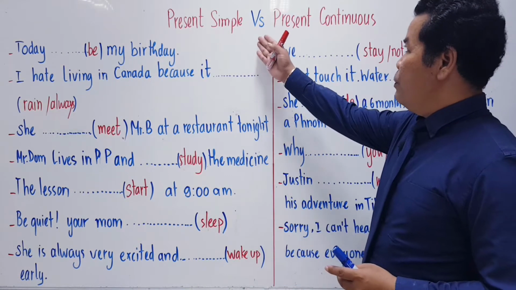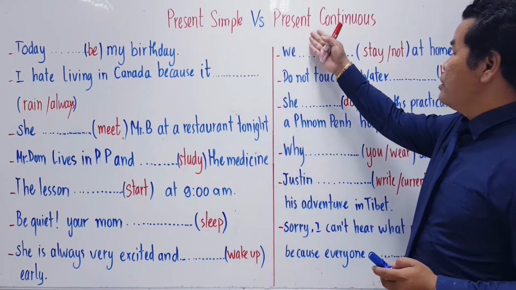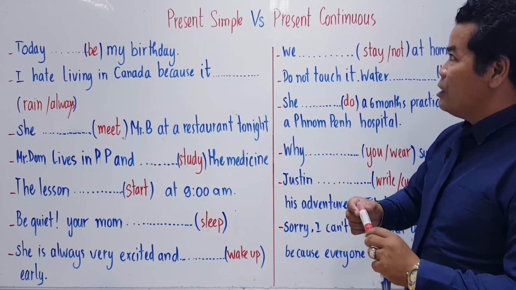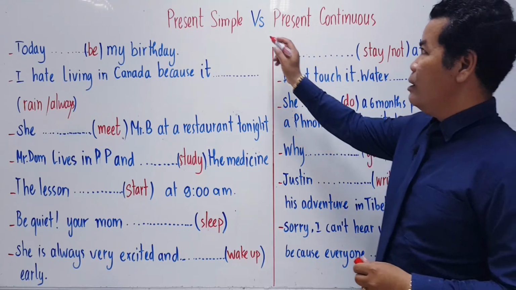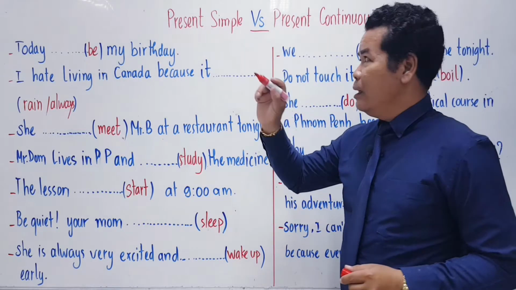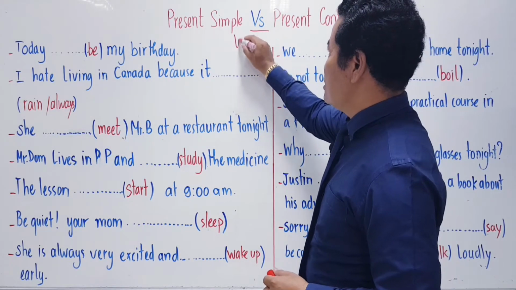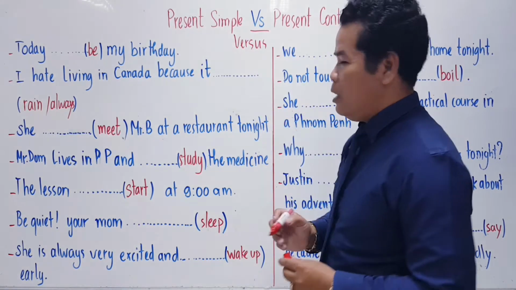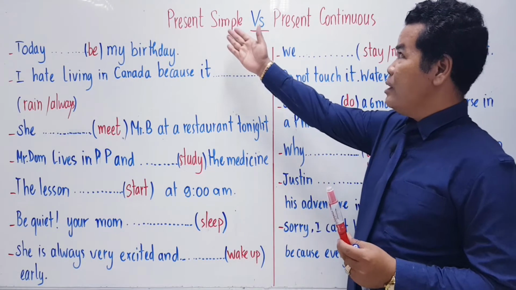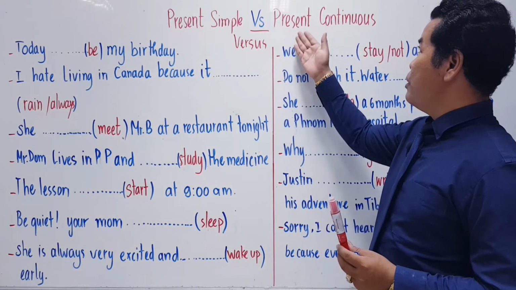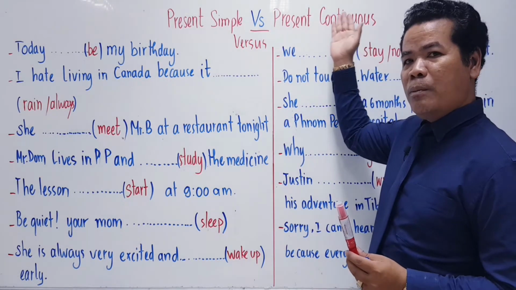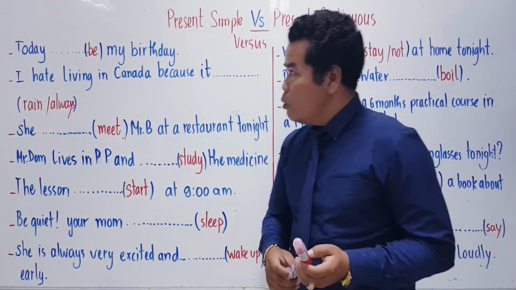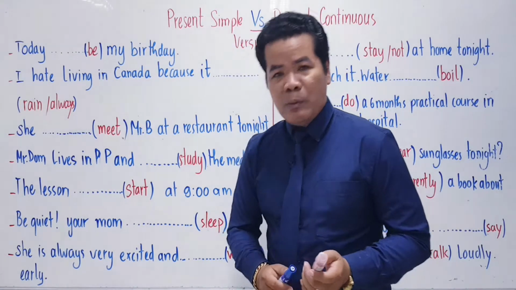Present simple versus present continuous. Some of the students still do not know exactly this word, vs. It's from the word versus. Okay? Versus. So present simple versus present continuous or present progressive. Now, let's move on to exercise number 1.